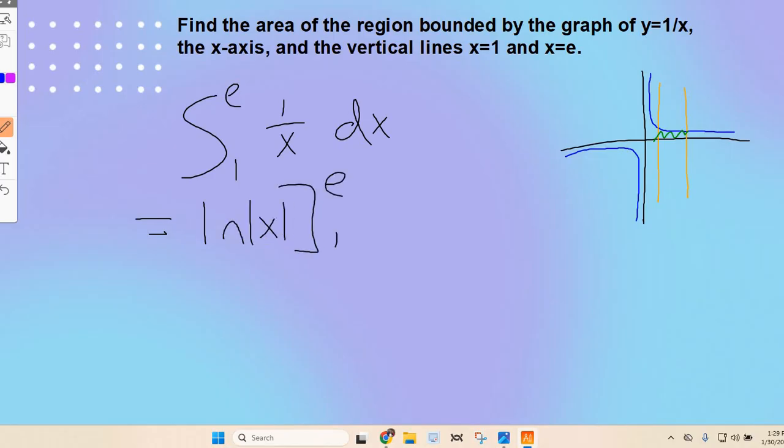from 1 to e. This time our absolute values aren't as important because my e and 1 are already positive. We said a minute ago, what is the natural log of 1? 0. And again, this is basically saying e to what power is e? Well, e to the first power is e. And so that's our answer.